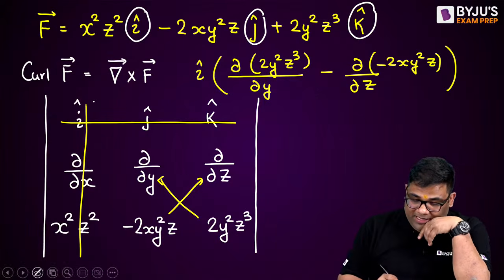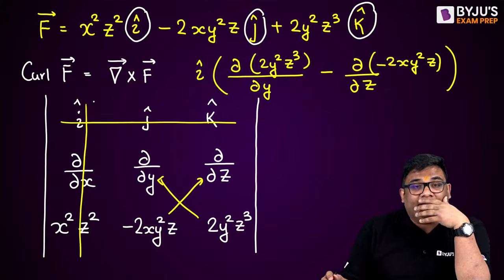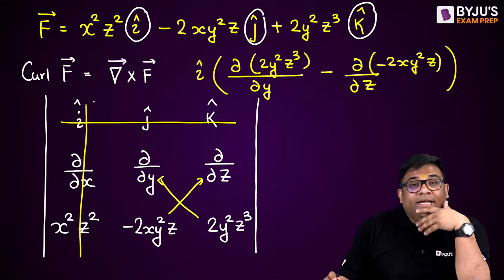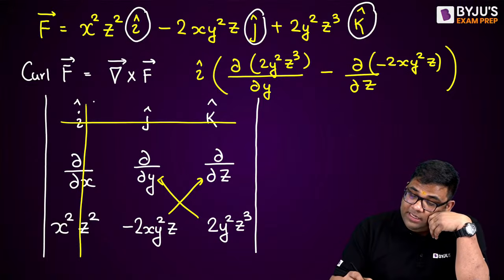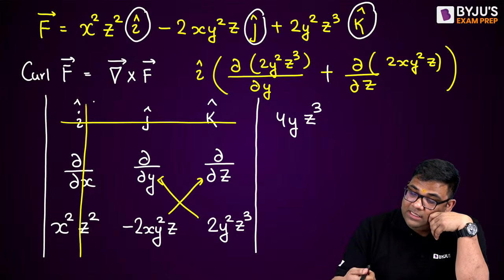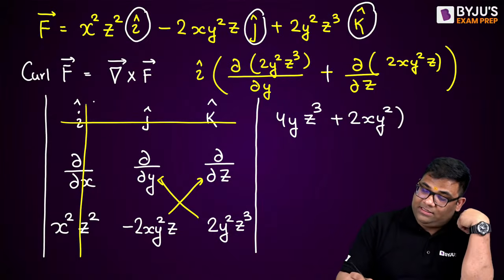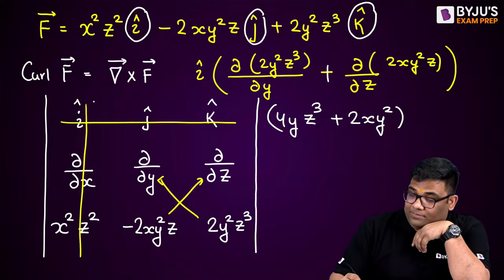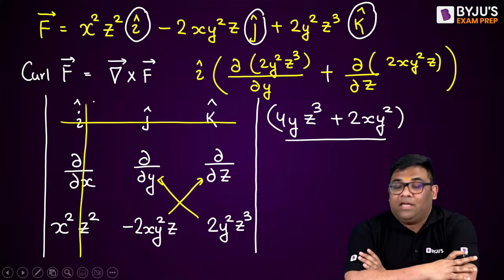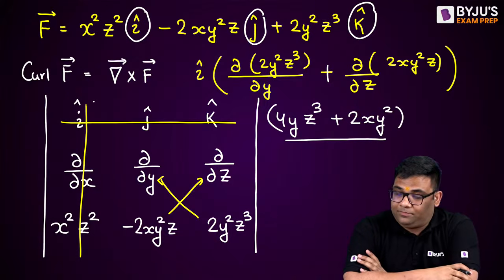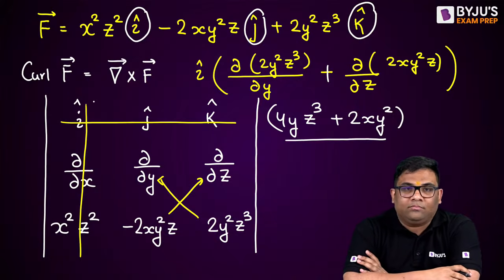Now can you tell me what is coming? Let us first find out the I cap thing, then we'll go to j cap, and then to k cap. So what is this term we are getting? First differentiating with respect to y, you're getting 4y z cube, and then minus minus I'll get a plus here. Differentiating with respect to z, I am getting plus 2xy square. Is this the term for I cap? Yes or no, ladies and gentlemen? Am I getting this term for I cap? Yes.